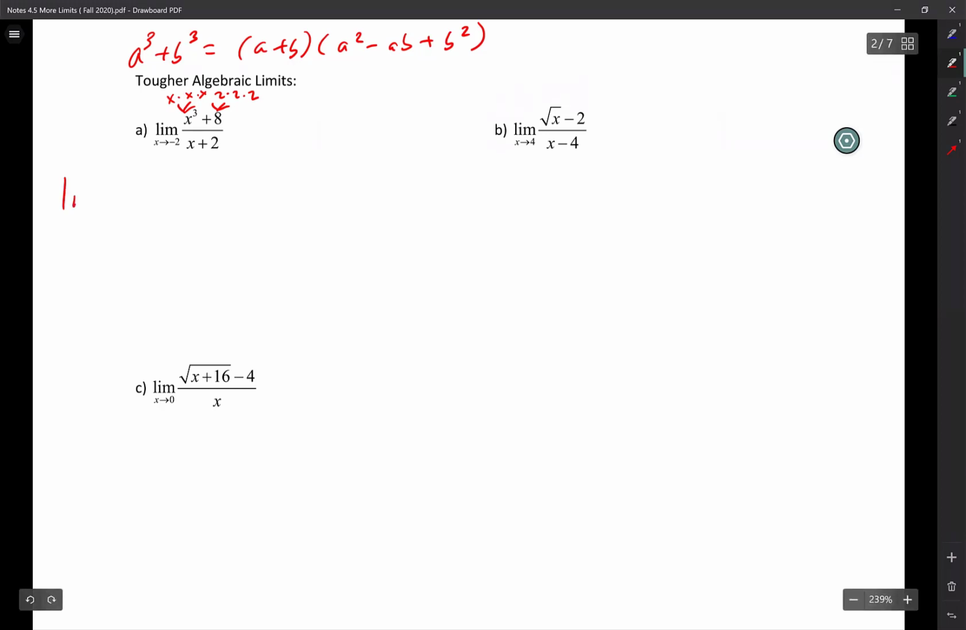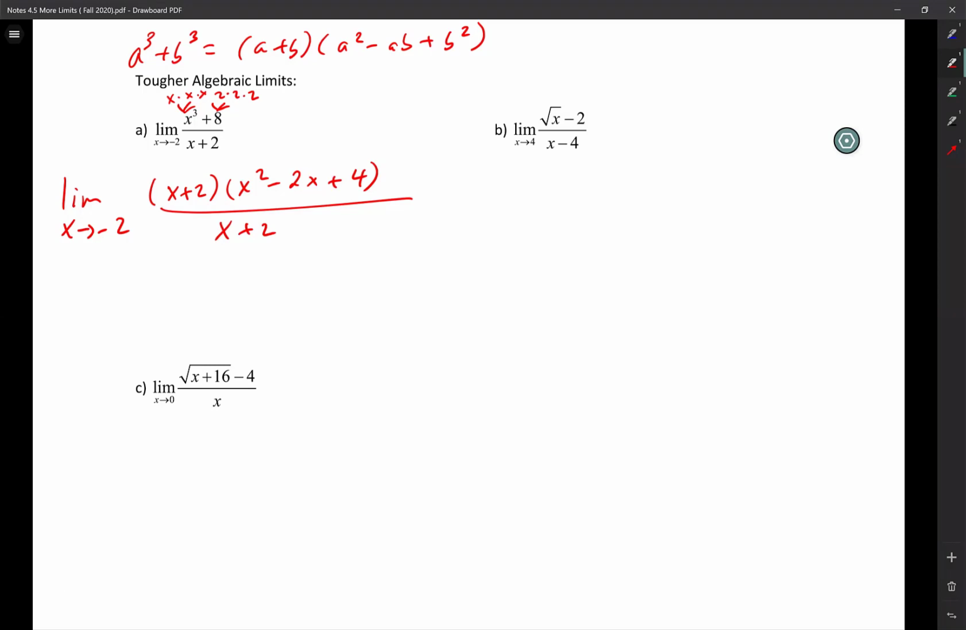So here we go. I'm going to write the word limit because I haven't evaluated anything. Limit as x approaches -2 of x plus 2, x squared minus 2x plus 2 squared is 4, all over x plus 2. Now that I have it written this way, I can cancel out those factors, and now I can do direct substitution. Let's see, -2 squared minus 2 times a -2 plus 4. So 4 plus 4 plus 4. 4, 8, 12. So the answer is 12.